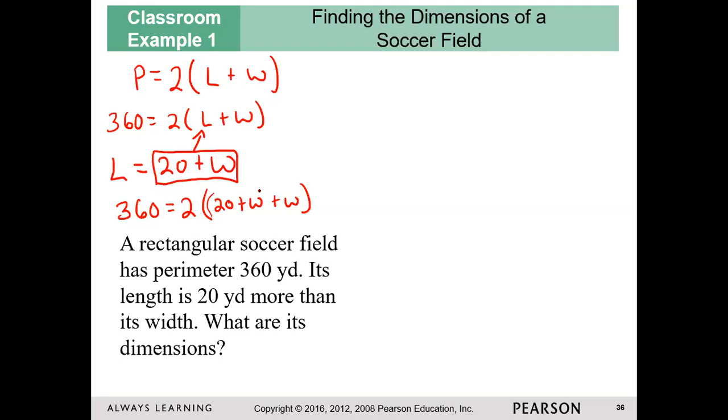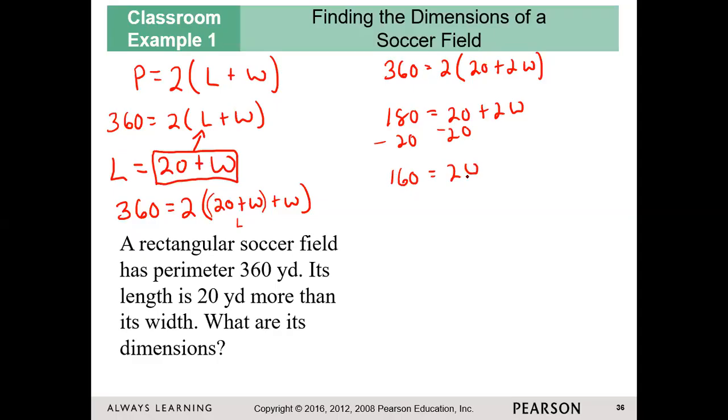So maybe I'll put it in parentheses so you can see the difference. So this was L, so this used to be L, and this W was originally there, so it needs to stay there. It's not going away because I put in another W, it's still going to be there. And now we can start to clean this up. So we've got 360 is equal to 2 parentheses, 20 plus 2W, and I'm going to divide everything by 2 instead of distributing this in. So that's going to give me 180 is equal to 20 plus 2W. And now I can just do our regular algebra that we learned in chapter 1.